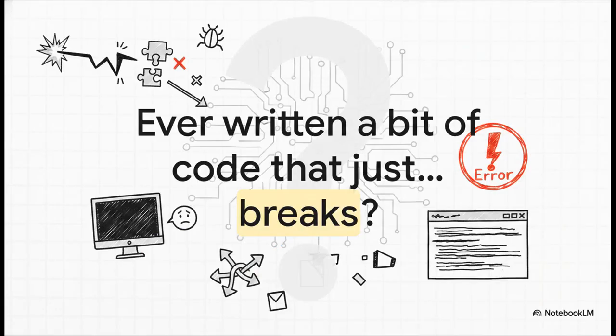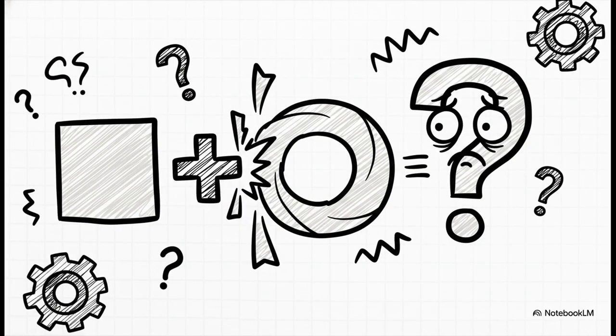You write a piece of code, it looks perfectly logical to you, you hit run, and it just breaks. Or maybe even worse, you get this really strange error message that doesn't make any sense at first. It's a pretty universal feeling for anyone who's ever tried to write code. And a lot of the time, the problem is something just like this. We're asking the computer to do something that just doesn't compute.